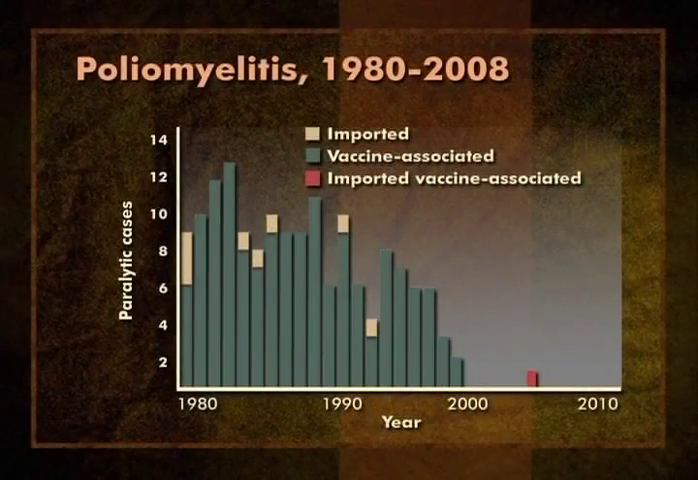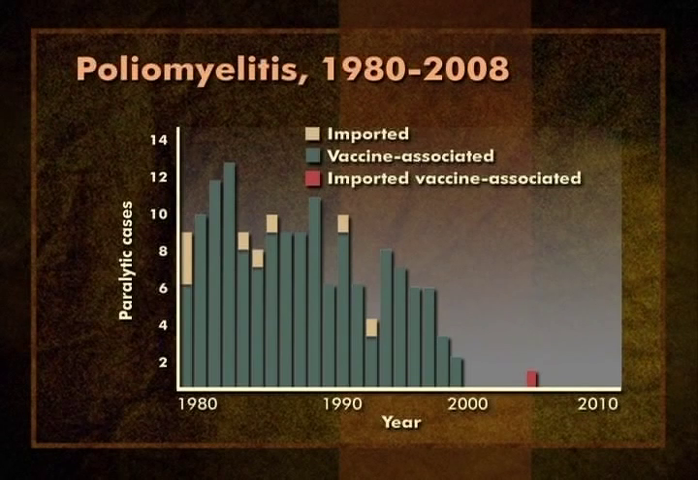Even after the last cases of paralysis from wild-type poliovirus in 1979, cases of paralytic polio continued to be reported. This graph shows the number of paralytic polio cases reported in the United States by year since 1980. Between 1980 and 1999, 158 paralytic cases were reported, an average of about 8 cases per year. 6 of the 158 cases were acquired in other countries and imported into the U.S., and the cause of 2 cases was uncertain. These 8 cases are shown in tan on the graph.